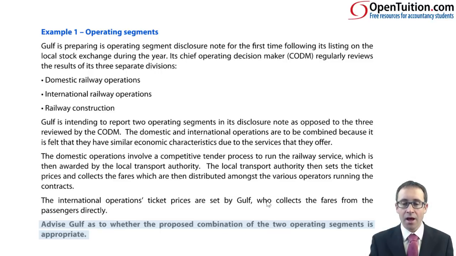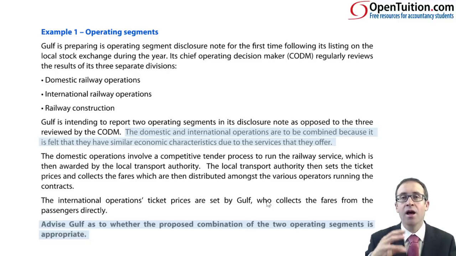However, it then goes on to say Gulf is intending to report two operating segments in its disclosure note as opposed to the three reviewed by the CODM. The key bit highlighted there is that the domestic and international operations are to be combined because it is felt that they have similar economic characteristics due to the services that they offer. The question is, are they similar economically? Do they meet what we spoke about on the previous slide?